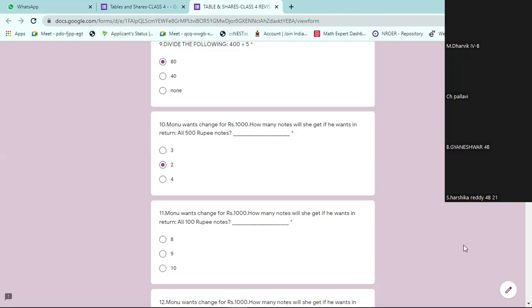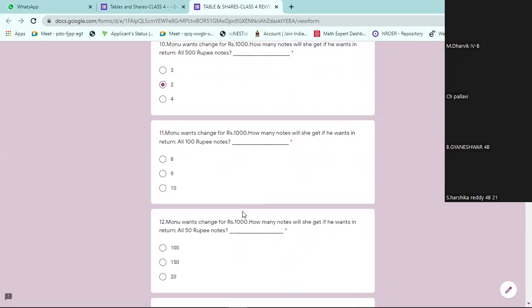Similarly, 1000 rupees change in terms of 100 rupees I need. 11th question: 1000 rupees in terms of 100. So divide by 100, cancellation. 10 notes. If you take 10 notes of 100 rupees: 100, 200, 300, 400, 500, 600, 700, 800, 900, 1000. Ten hundreds means 1000. So 10 notes are required. That's the 11th one.